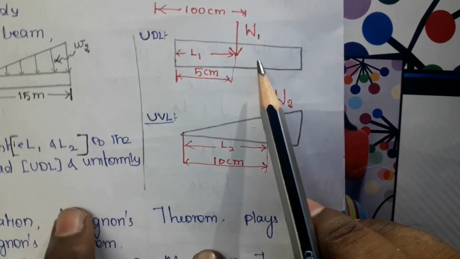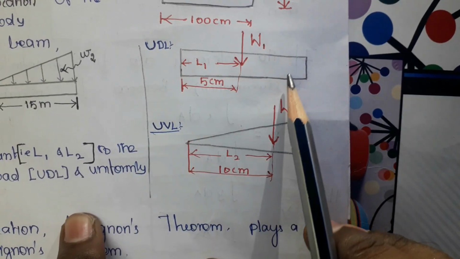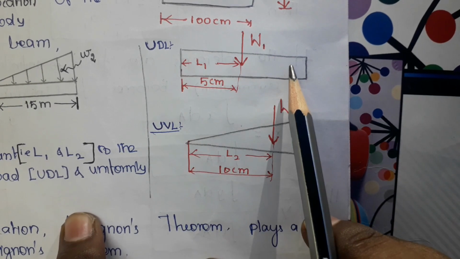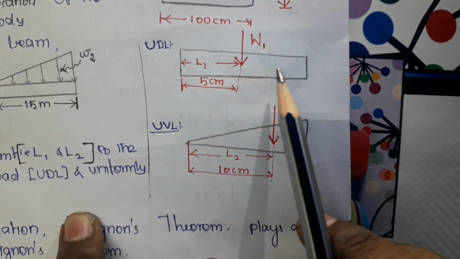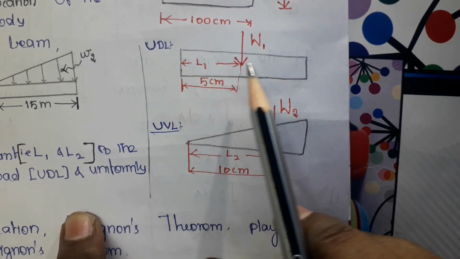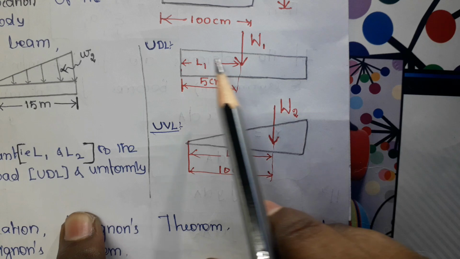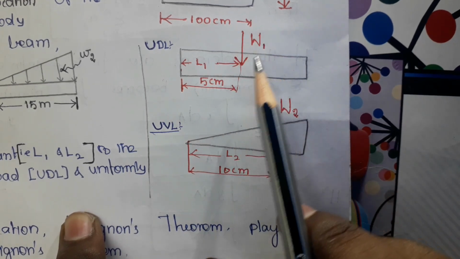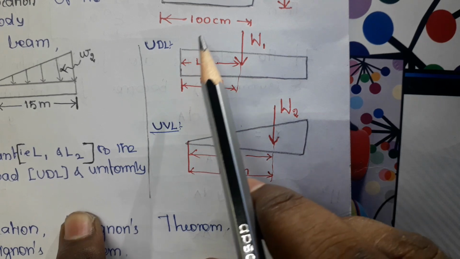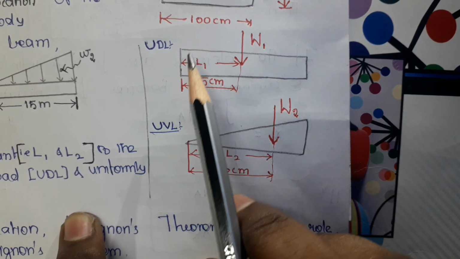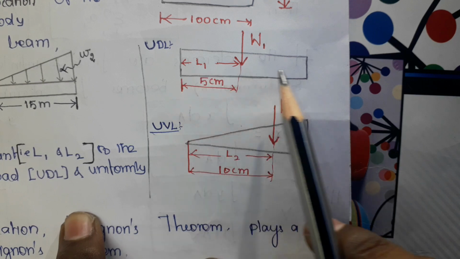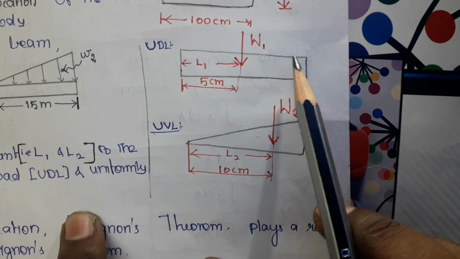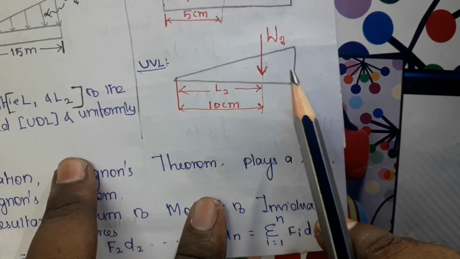Moreover, we have to know one thing. This is a UDL, uniformly distributed load, and in this load, from start to end, it consists of an infinite number of forces. So we have to find the resultant for them. Then, since it is a rigid body, you have to find the location also. This is also important, because it has an infinite number of forces. You cannot count the forces in this UDL. The same applies to UVL also.